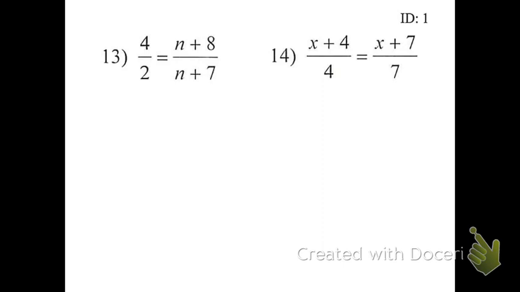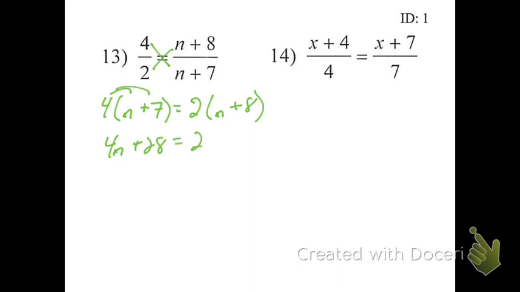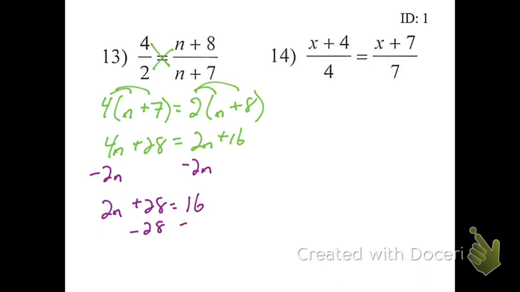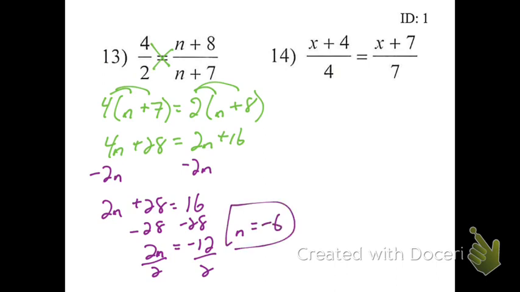All right. Next, let's see here. I'll do 13. So 4 times n plus 7 is going to equal 2 times n plus 8. So this will be 4n plus 28 when you distribute, equal to 2n plus 16. So I'm going to subtract 2n from each side. So 2n plus 28 equals 16. Then you're going to subtract 28 from both sides. 2n is equal to negative 12. Yeah, and then divide by 2. So n is equal to negative 6. Well, that was a fun one.